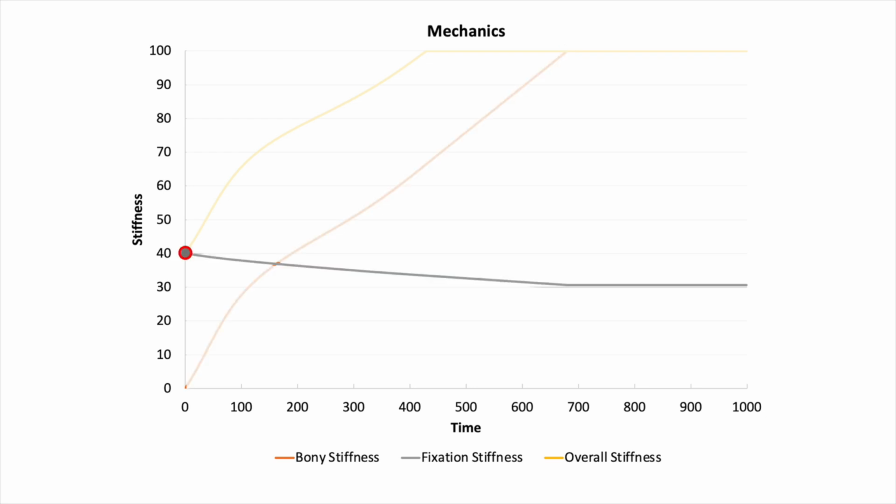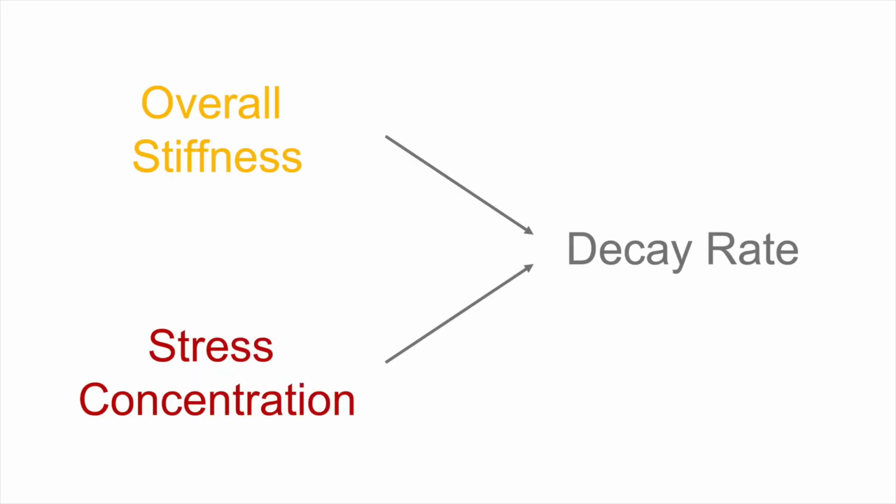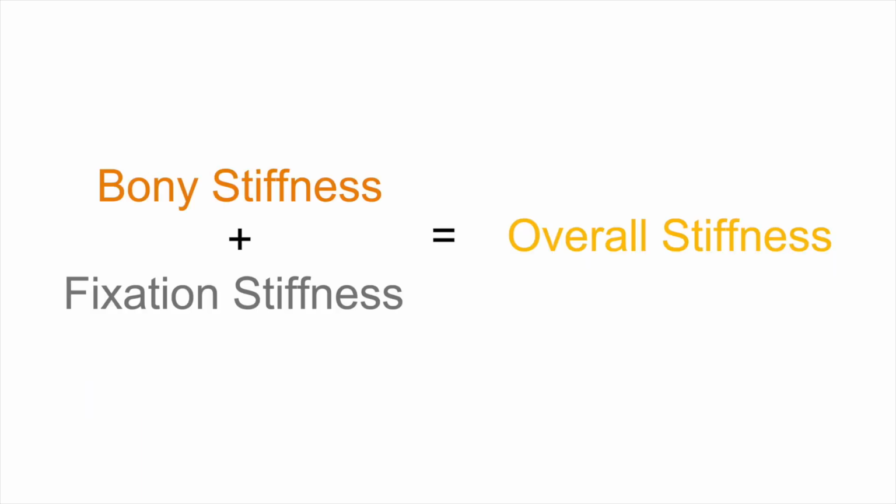Let's look at the fixation stiffness line. The maximum fixation stiffness occurs at time 0. Once the fixation is placed, it starts to decay, and the stiffness starts to drop. However, once the bone fully heals, the fixation stops decaying. So what affects the decay rate of the fixation? There are really two contributing factors to the decay rate, which is the stiffness of the overall environment and the stress concentration within the fixation. We already talked a little bit about overall stiffness, which is the bony stiffness plus the fixation stiffness at a particular point in time. So let's focus on stress concentration.